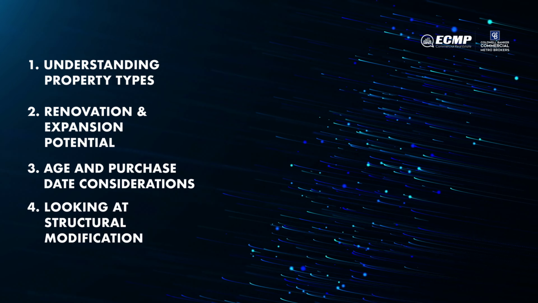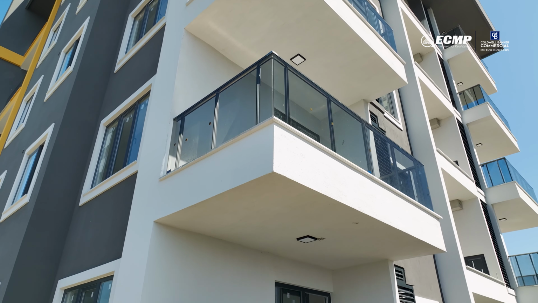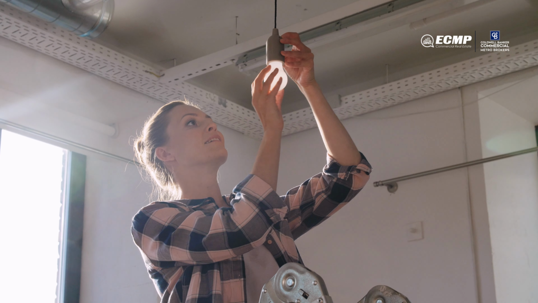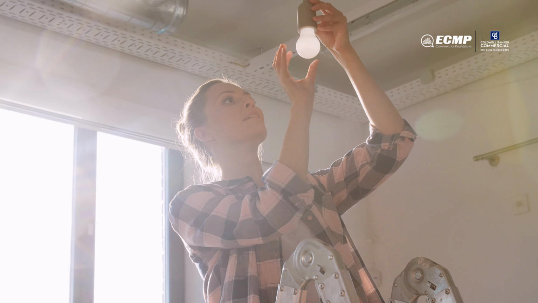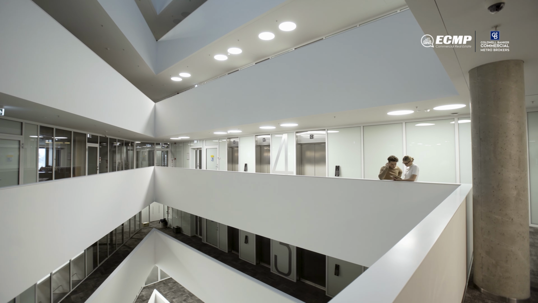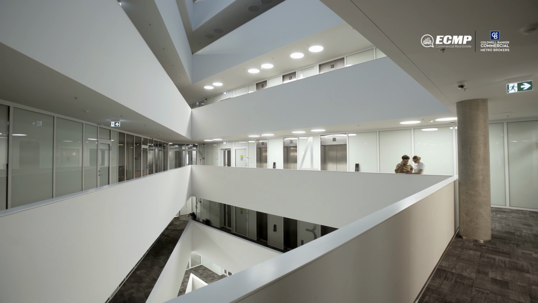Fourth, looking at structural modifications. Major structural modifications to a building can significantly impact eligibility for cost segregation. Adding new facilities, upgrading systems, or even cosmetic changes can introduce assets that qualify for different depreciation timelines, enhancing the potential benefits of a study.